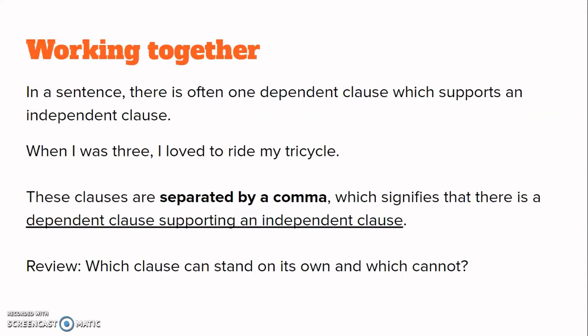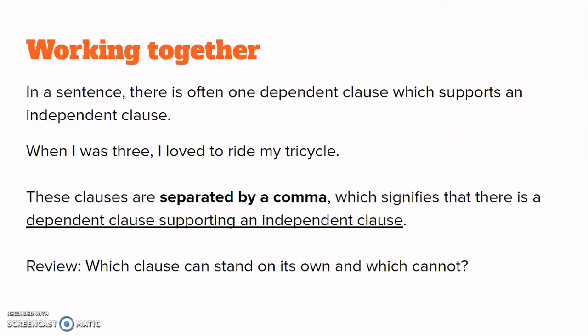Now, how do these work together? In sentences, there's often one dependent clause which supports an independent clause. However, like mentioned earlier in the video, there can be multiple dependent clauses and multiple independent clauses in sentences. Here's a simple example with just one dependent and one independent. When I was 3, I loved to ride my tricycle.